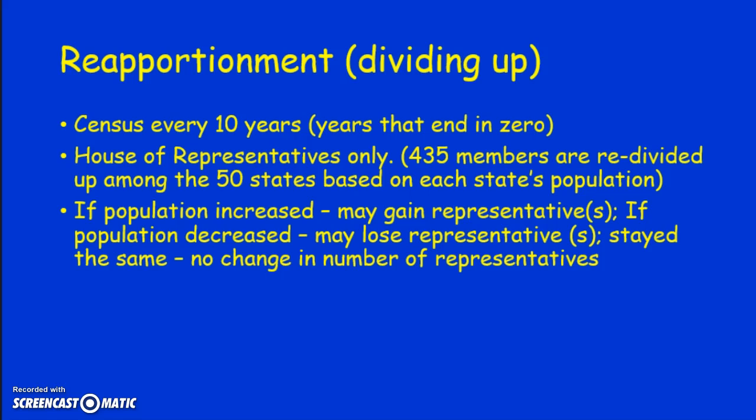So if a state has increased significantly in population, they're probably going to gain 1, 2, 3, 4 seats in the House of Representatives. But if a state increases with seats, another state has lost seats. So you look around the country, one state may have lost 2 seats, another state may have lost 1 seat. Well, those seats would go to Texas or to another state that has increased in population. So reapportionment is redividing up the 435 seats in the House according to the census.